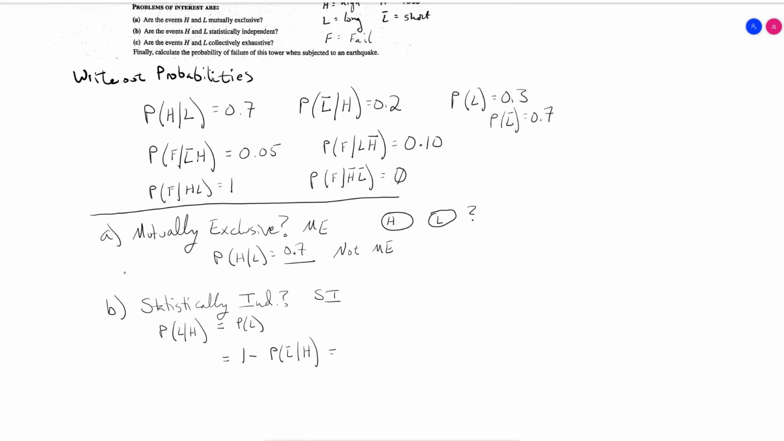So we can calculate that as just 1 minus 0.2 equal to 0.8. That is the probability of long duration given high intensity, and that's this value. Does that equal the probability of L? So 0.8 versus the probability of L, which was actually given to us, right? Yep, 0.3. So no, 0.8 does not equal 0.3, therefore we are not statistically independent.